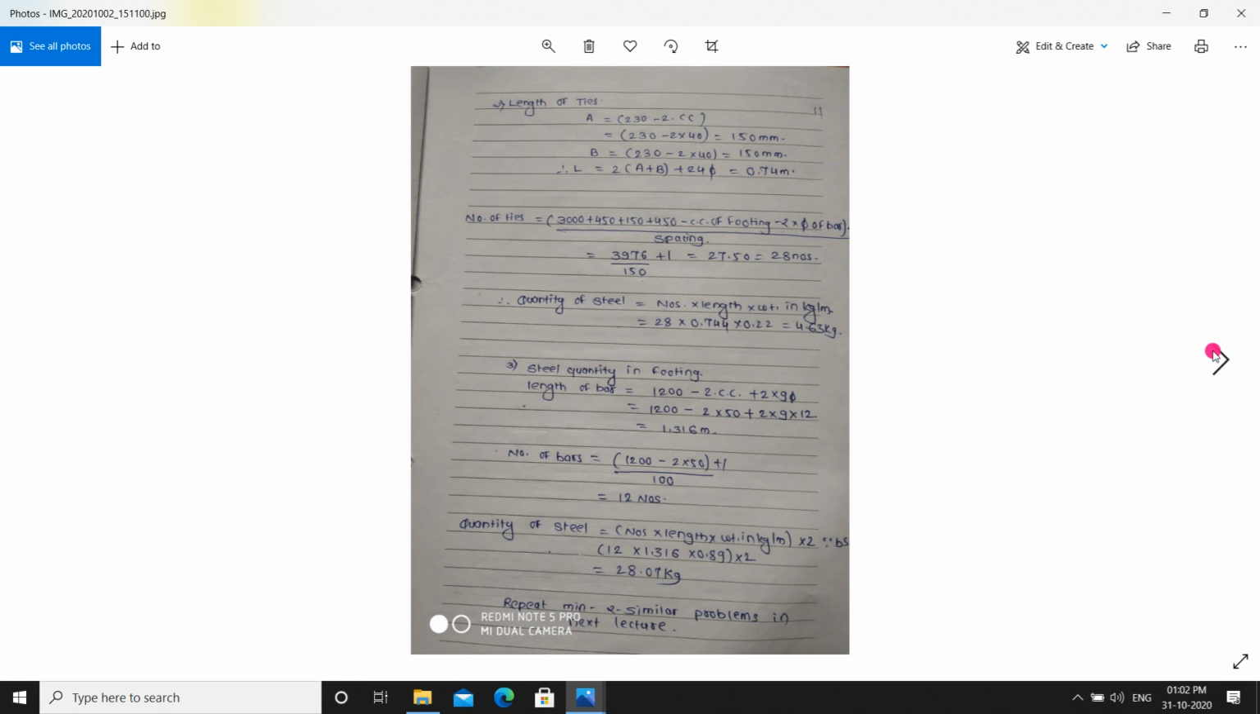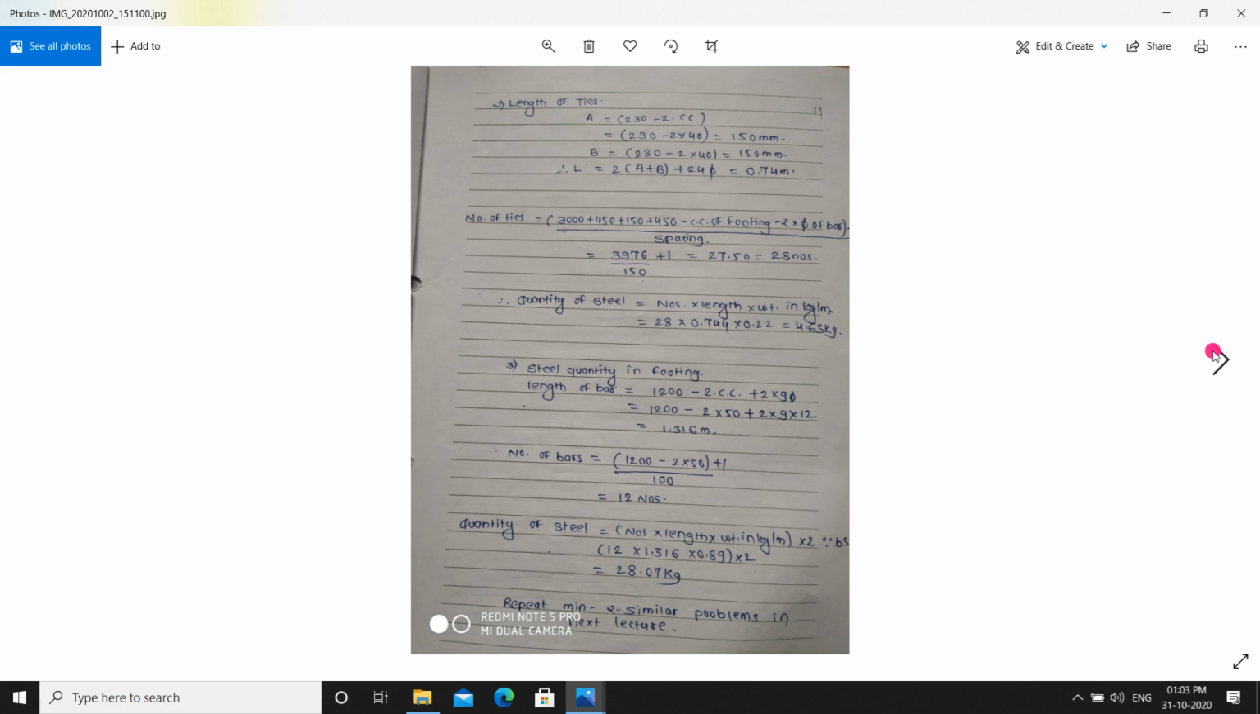Now length of ties. As we have already calculated the length of stirrups, in the same manner we have to calculate the length of ties. A is equal to 230 minus twice the clear cover, that is 150 mm. In the same way B is also 150 mm. So the number of ties is 3000 plus 450 plus 150 plus 450 minus twice the clear cover of the footing minus 2 into diameter of the bars used for the footing, divided by spacing, and after the bracket we have to add 1. It will be 27.5, that is 28 bars are required.